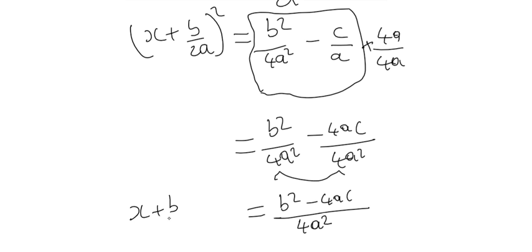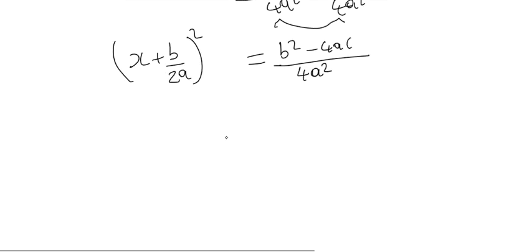Nothing happened to the left hand side yet, so we're going to keep it as it is, x plus b over 2a, squared. So that is really promising. As you can see, this side looks like exactly what the quadratic equation discriminant looks like. So we're going to keep going.